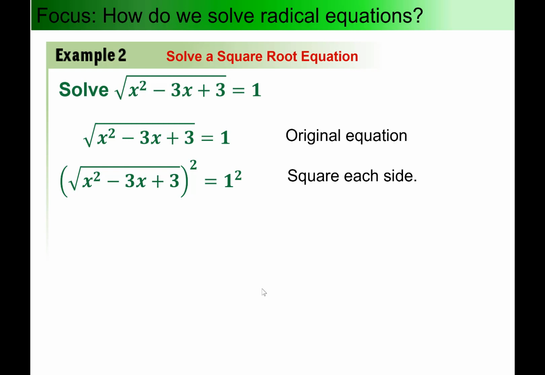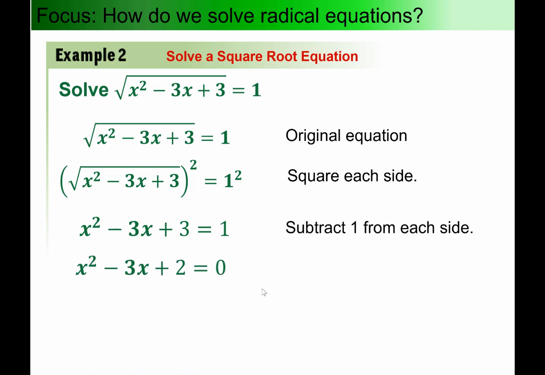When I square the square root of x squared minus 3x plus 3, the square root and the squared undo each other and cancel each other out. So we're left with x squared minus 3x plus 3 equals 1 squared, or 1. Anytime you have a quadratic, you want to try and set it equal to 0 so that you can factor and use the zero product property. So in this example, we need to subtract 1 from both sides of the equation so that the right side of the equation is 0.